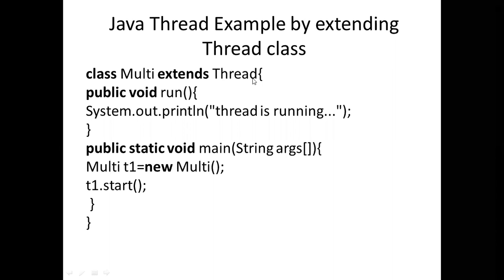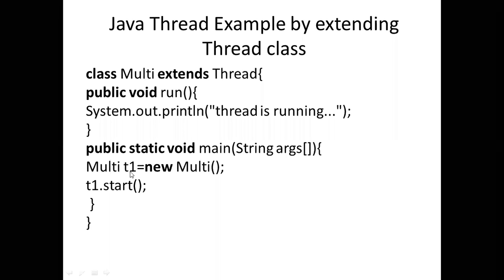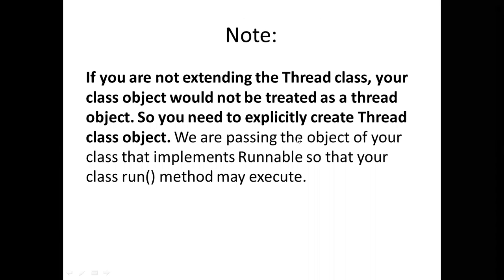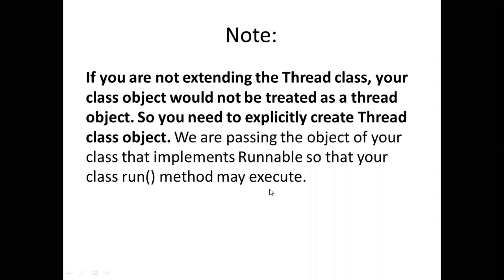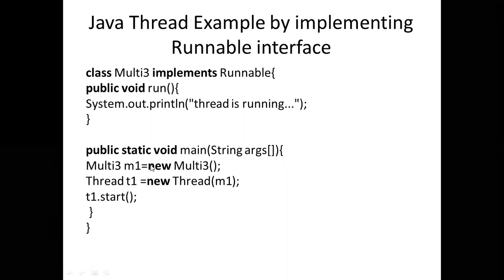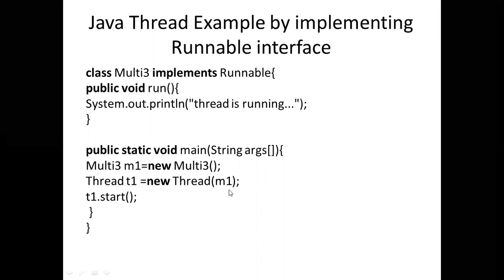This is your parent class, this is your child class, so it will have the features of its parent class. That's why this multi class has automatically become a thread class, because it is extending the thread class over here. Clear? So this thing you must have. We are passing the object of your class that implements the runnable, so that that class run method may execute. In this case we are not directly inheriting that particular thread class, so we need to explicitly define the thread object over here, and we will pass this m1 as an object over here. Clear? So this was all about how we can create a thread.